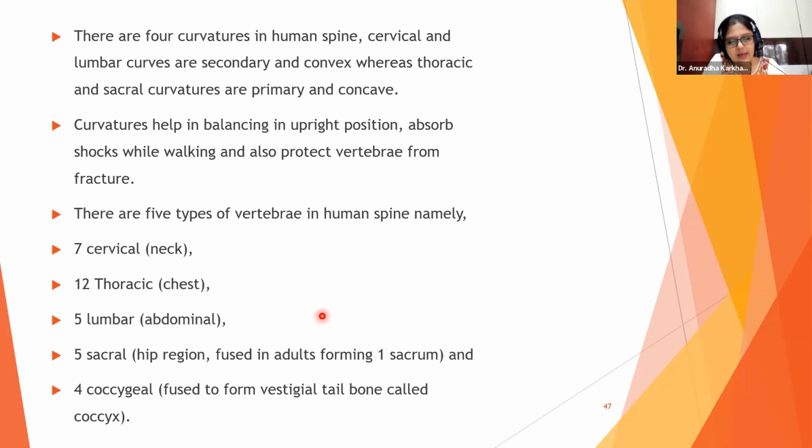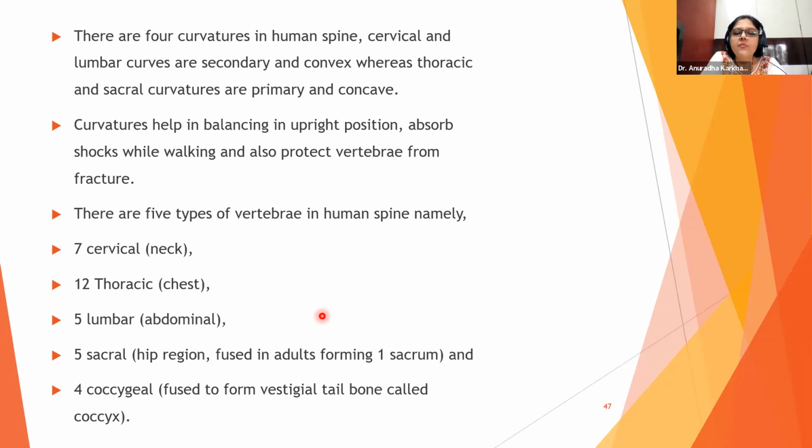As we mature, as the development takes place, now there's going to be, you know, एक कॉन्वेक्स, एक कॉन्केव, एक कॉन्वेक्स, एक कॉन्केव, ऐसा वाला एक शेप क्रिएट हो रहा है अपने vertebral column में. तो जो convex part है ना, वो concave is getting pushed towards one side to form a secondary curve. So your 2 curves are secondary and 2 curves are primary. Curvatures help in balancing in upright position, absorb shock while walking, and also protect vertebrae from fracture.